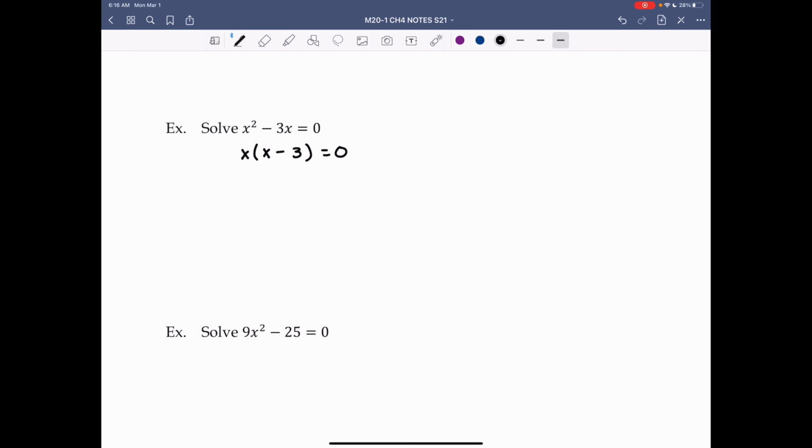So when does x equal 0? Well, x equals 0 when x equals 0. When does x minus 3 equal 0? Add 3 to both sides. And when x equals 3. So x equals 0 and x equals 3 are our 2 solutions.